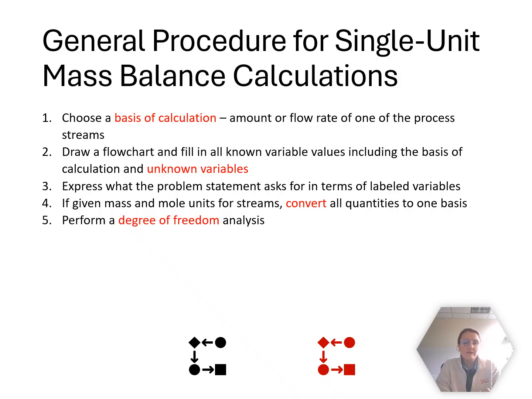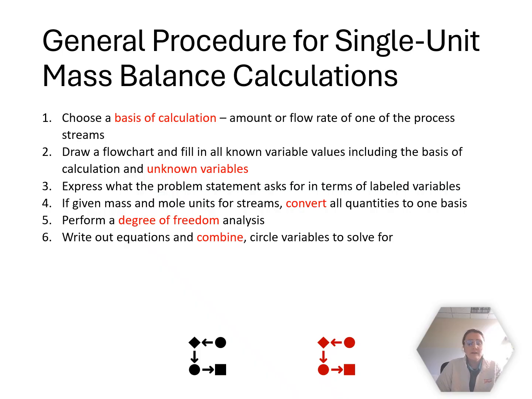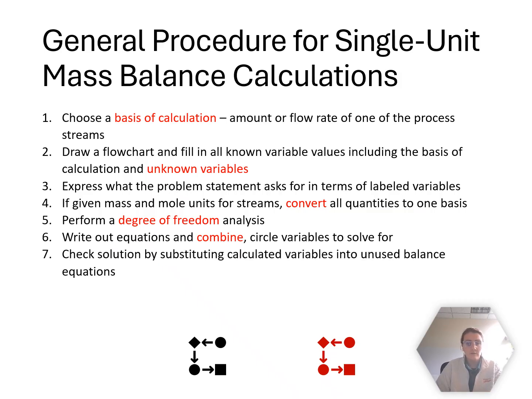Then you want to perform your degree of freedom analysis to see if the problem is actually solvable. Then you want to write out your equations based on the general balance equation, write any relationships you know, and combine them as much as possible. And then you want to circle your variables to solve for. We also have been talking about the fact that we should use back substitution to check our answers, so we should always make sure that we do that using any unused balance equations. And then we want to solve for any additional variables using our equations.